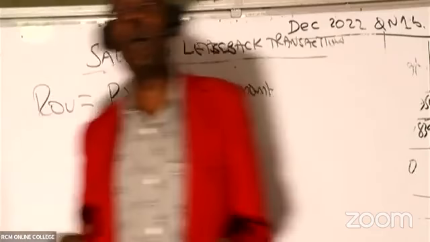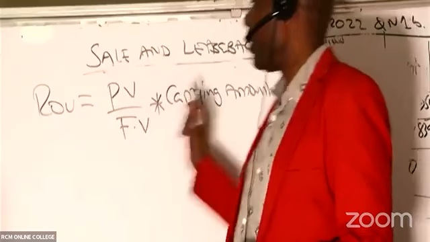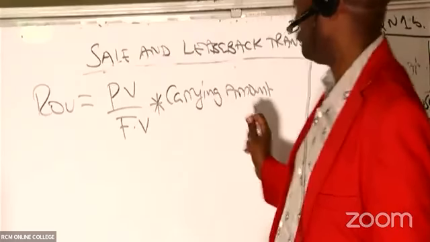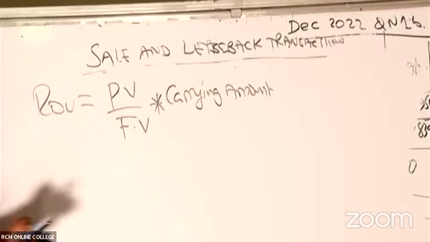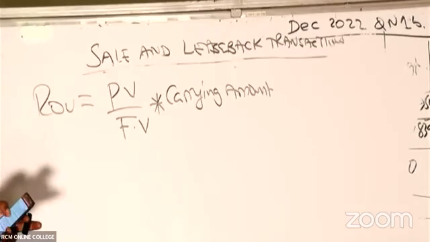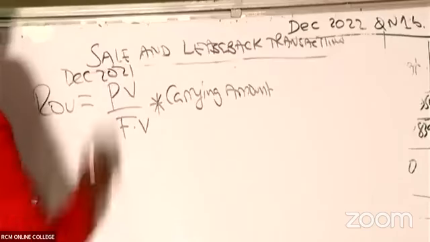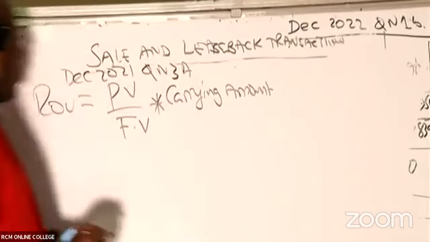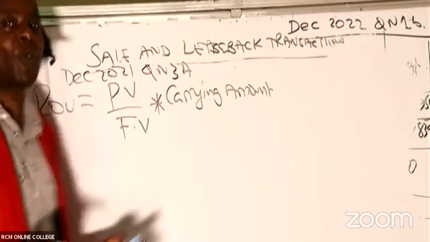So anytime we talk about sale and leaseback, we must always remember this: it is present value over fair value times carrying amount. Remember, this is December 2021. The question here is December 2021, question number 3A. So the right of use formula, whenever they talk of sale and leaseback, I must always remember this formula.